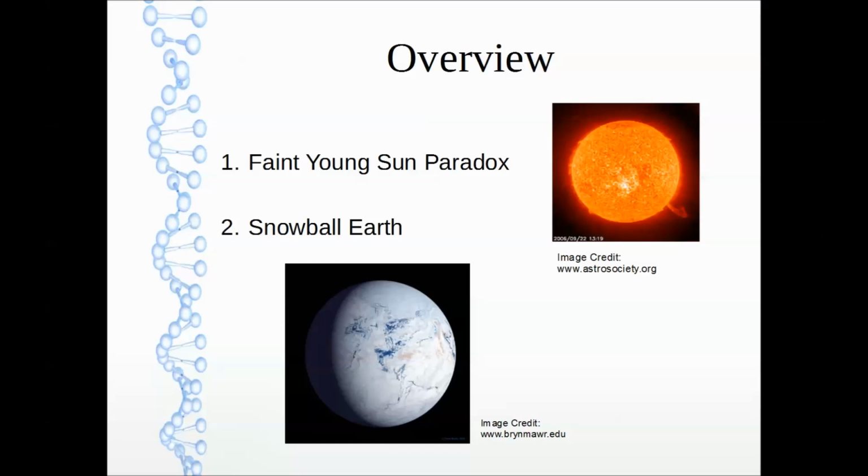Two major topics that we'll cover in this presentation are the faint young sun paradox and the Snowball Earth hypothesis. Although they're still relatively new concepts, they can help us understand the conditions of early Earth and how they led to the diversification of life.